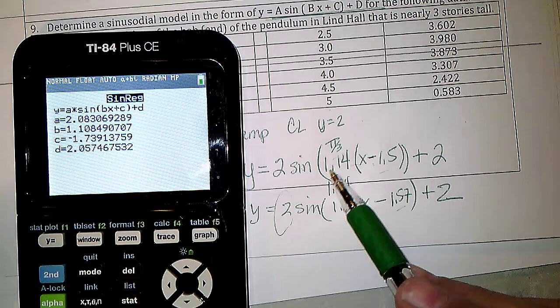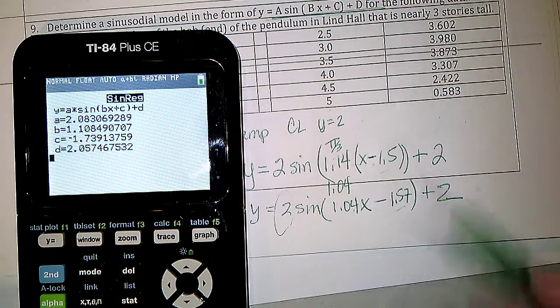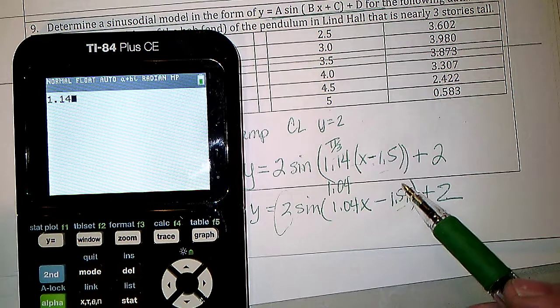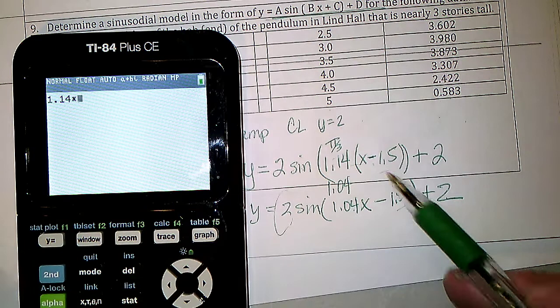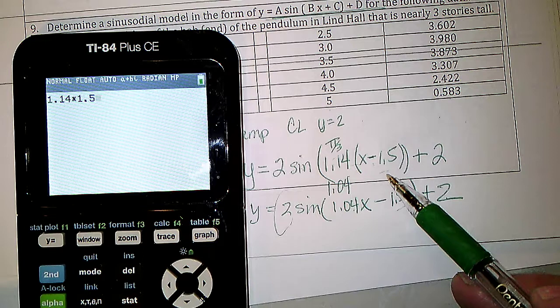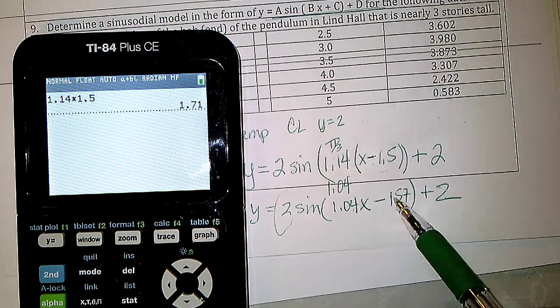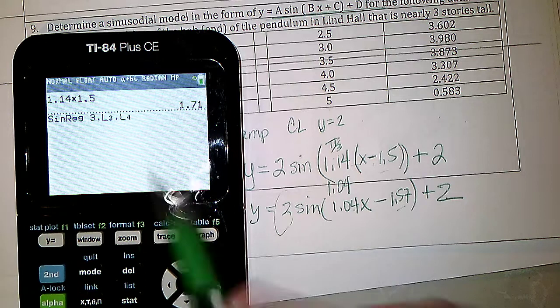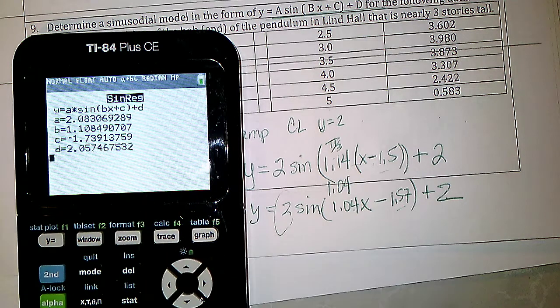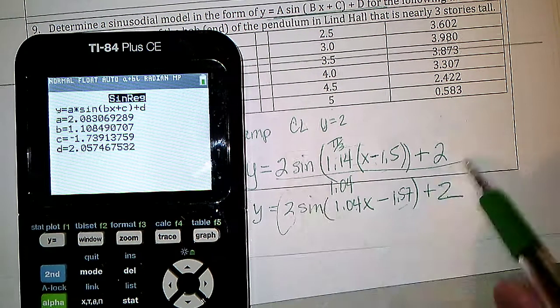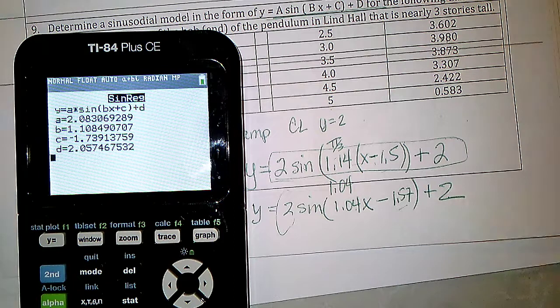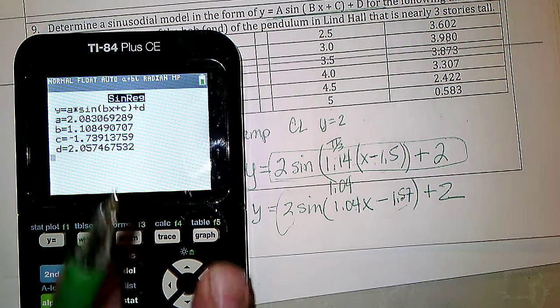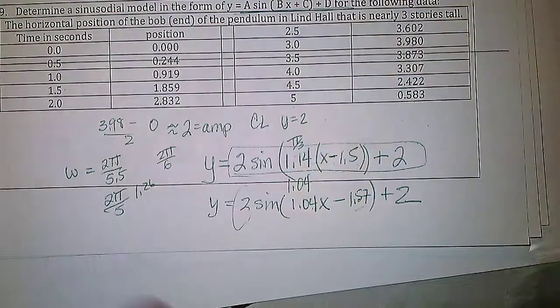If I'd used the 1.14 times 1.5, what would I have gotten? I would have got 1.71, which was close to what they had, 1.73. So it would have been better to use this one according to the calculator, to match the calculator. But I would accept something that makes sense all the way through. Okay? All right.